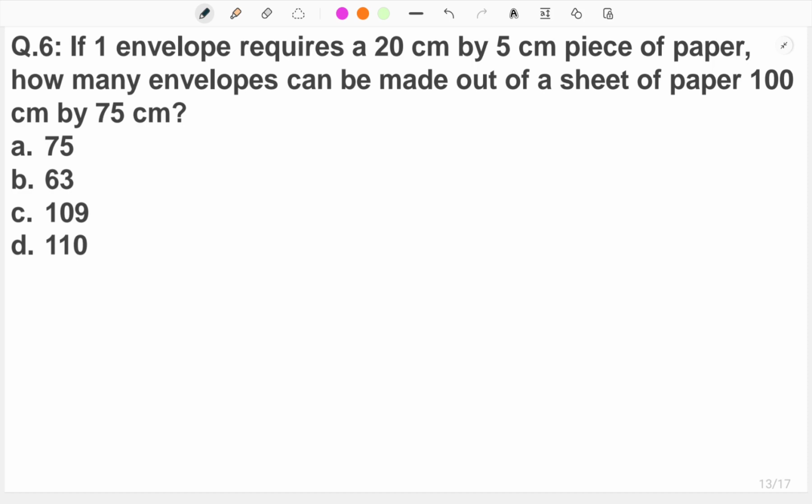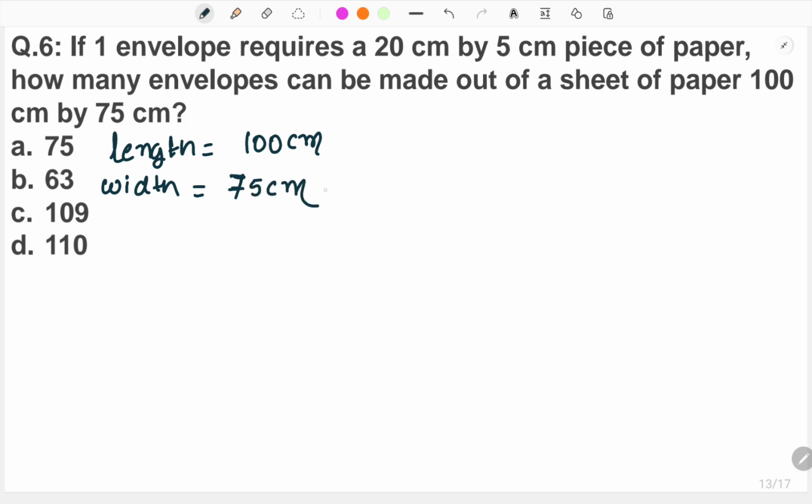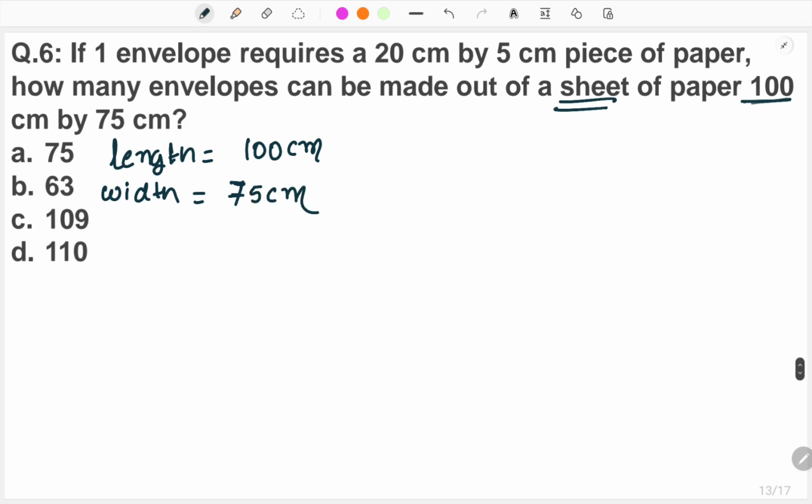Now look here. What is this 20 centimeter by 5 centimeter piece of paper? It is the dimension. The dimensions of the piece of paper are given to you. Look here. What is the length of the sheet? Length is equal to 100 centimeter, and width of the sheet is equal to 75 centimeter. I'm talking about the sheet, guys. 100 centimeter by 75 centimeter means the length is 100 centimeter and width is 75.